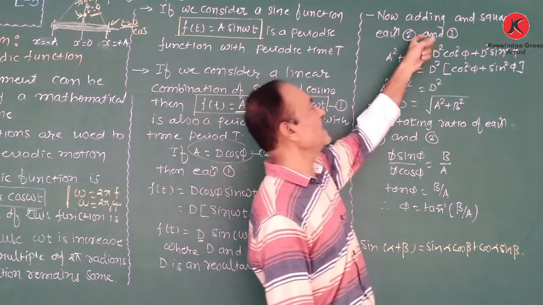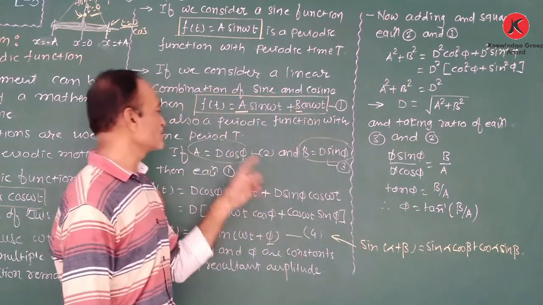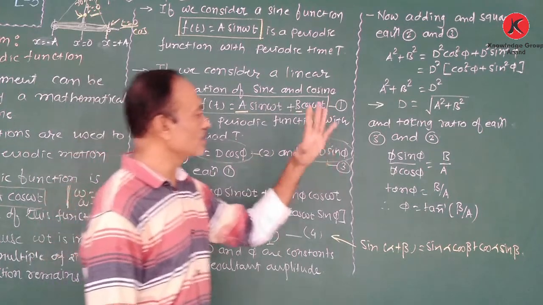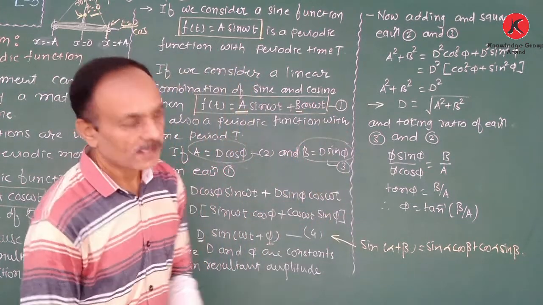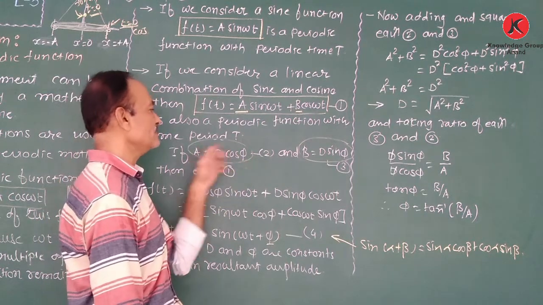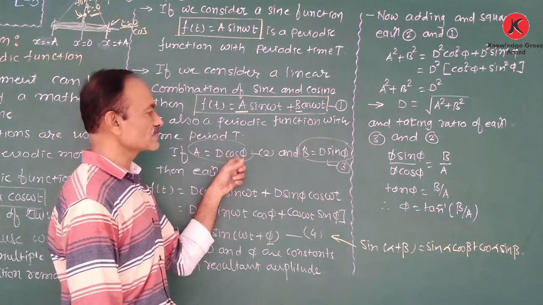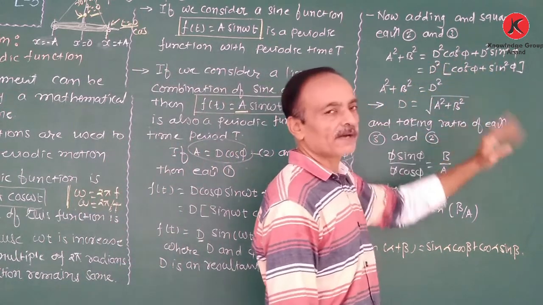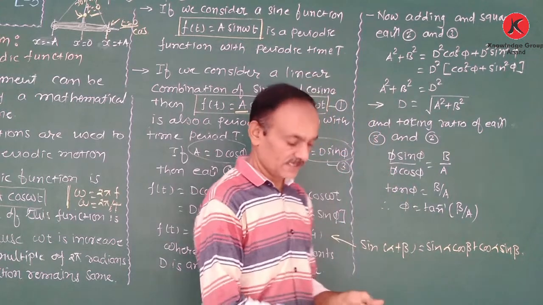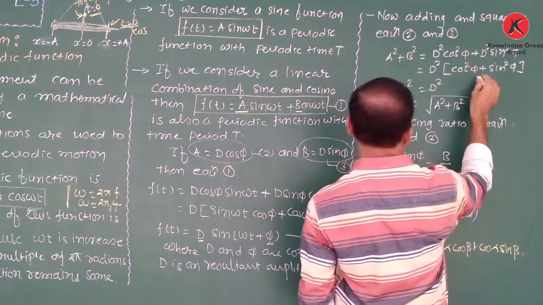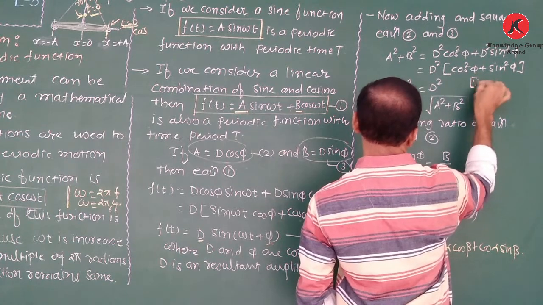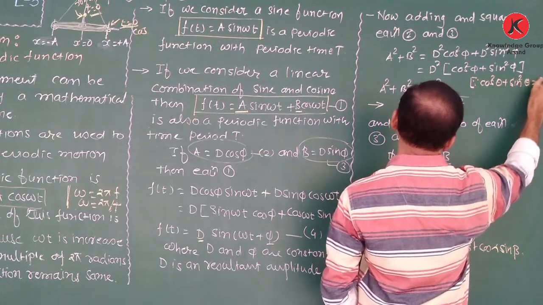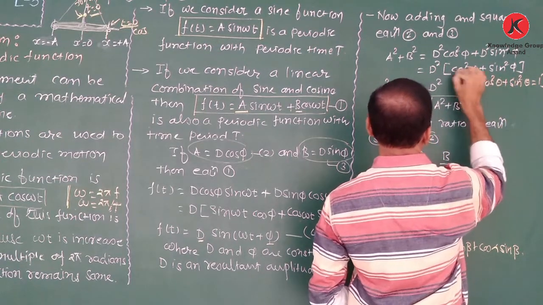Now, squaring and adding equations 2 and 3. Equations 2 and 3 are: A is equal to D cos phi, equation 2, and B is equal to D sin phi. First we take the squares and then add: A square plus B square is equal to D square cos square phi plus D square sin square phi. D square is taken common, therefore cos square phi plus sin square phi. Already we know that cos square theta plus sin square theta value is 1. Using this concept, this bracket has the value 1.